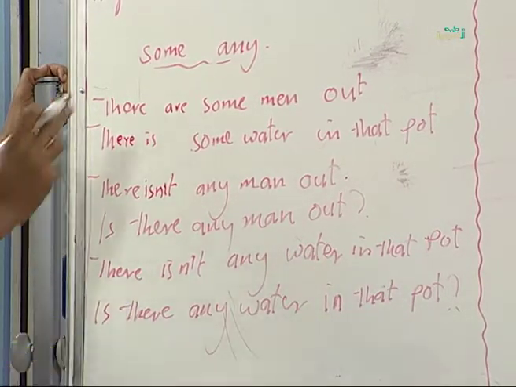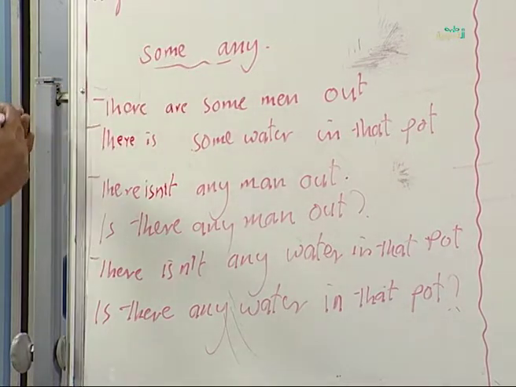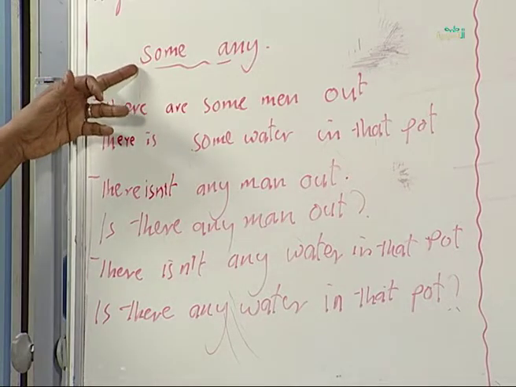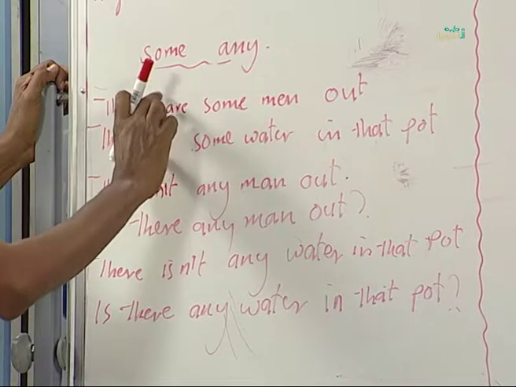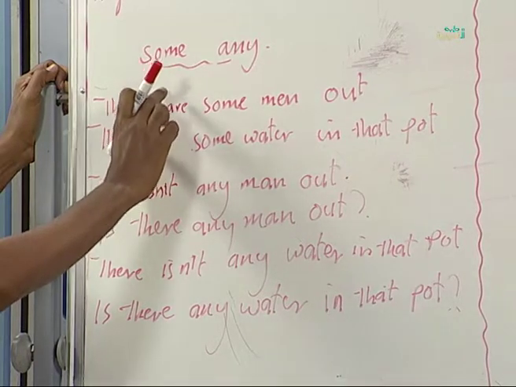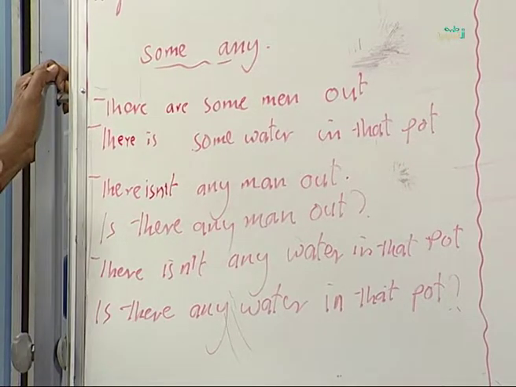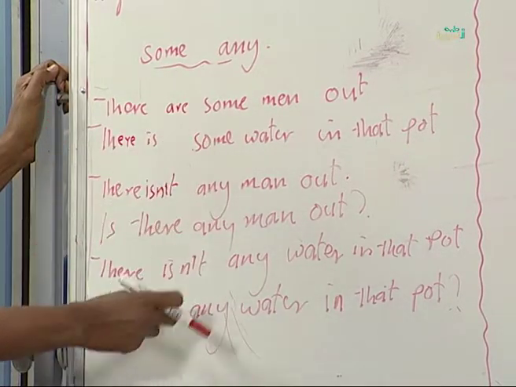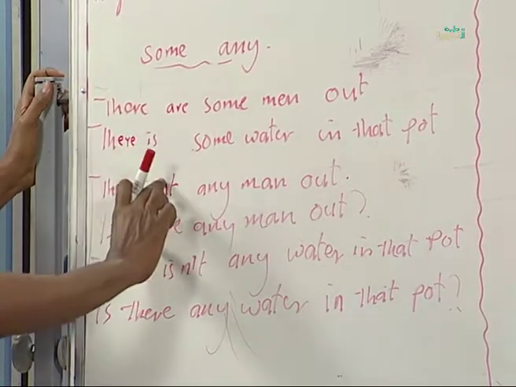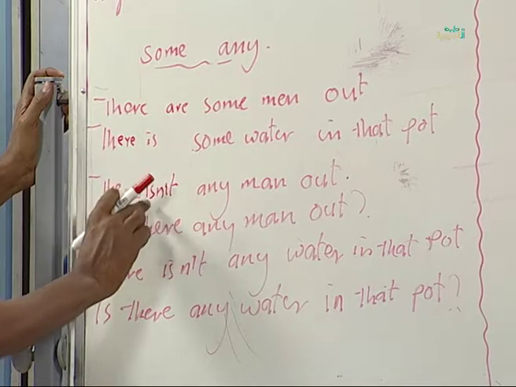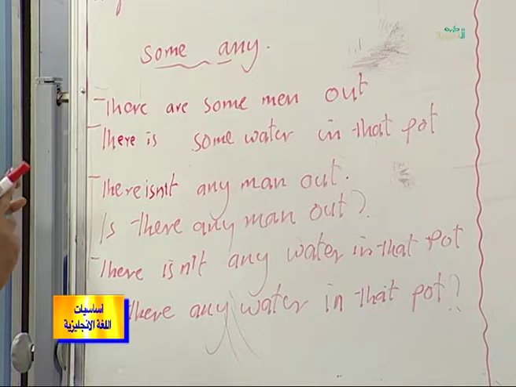Very clear. Remember that when I'm going to use some, this means that I have to use it in affirmative form. When I'm going to use any, as you see in these examples, we have to use it in interrogative form or in negative form.